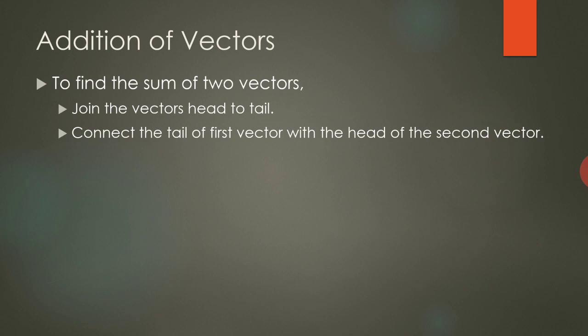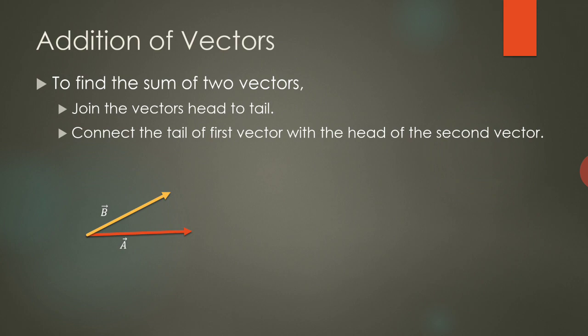So coming to addition of vectors, to find the sum of two vectors, I need to join the vectors head to tail and connect the tail of the first vector with the head of the second vector. So here I am taking my first vector A and my second vector B. To define the angle between them, I need to join tail to tail or head to head, whereas to calculate the addition of vectors, I need to join the vectors head to tail.